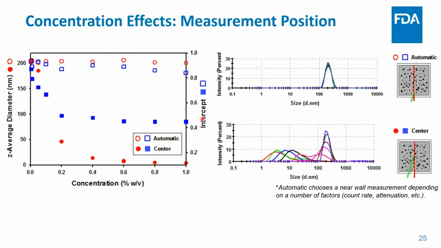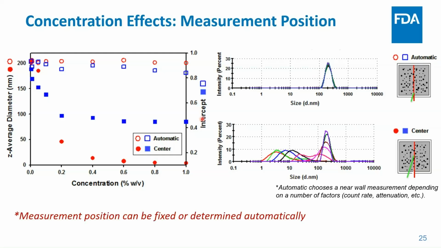And so what's important to note that's not actually written on this slide until here is that you can fix the measurement position between measuring samples, or you can allow the system to determine the measurement position automatically.